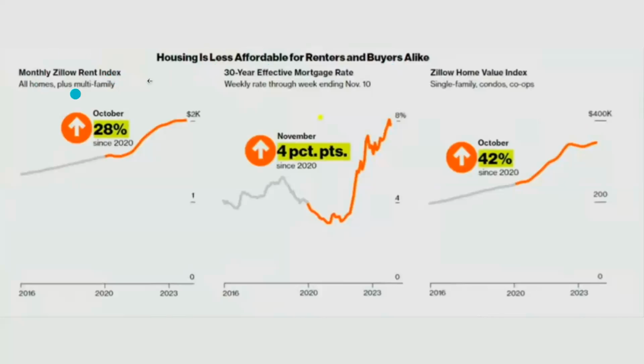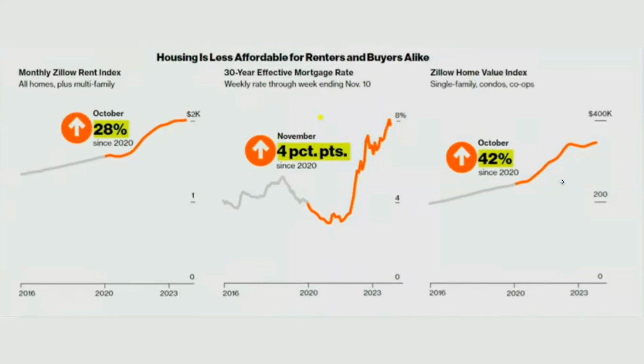If you look at the monthly Zillow rent index, it went up 28% since 2020. If you look at the 30-year effective mortgage rates, it went up 4 percentage points. That's dramatic, guys. That's basically a 100% increase in your mortgage rate. Okay. And then you look at the Zillow home value index, it's up 42% since 2020.